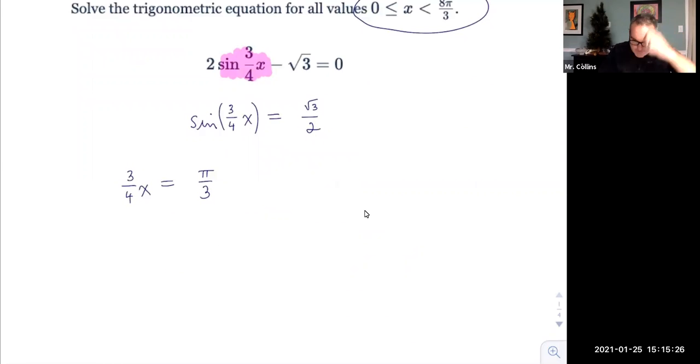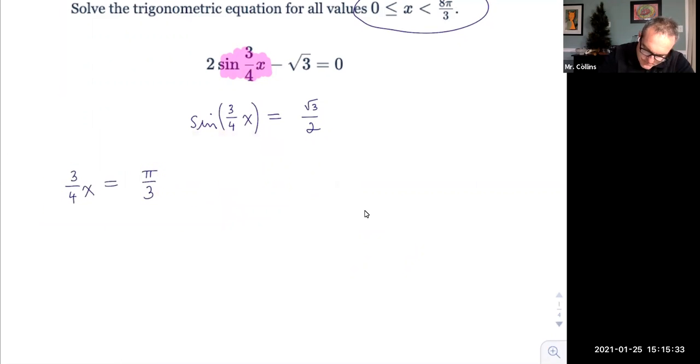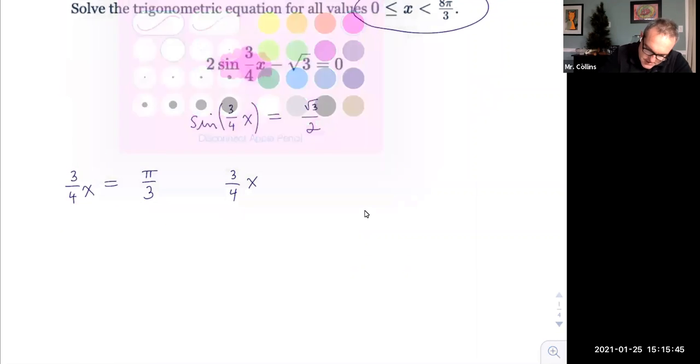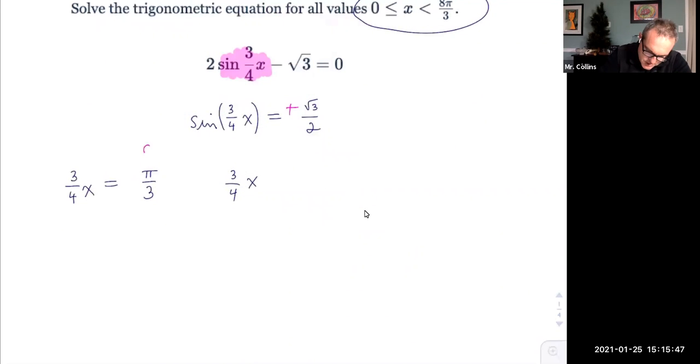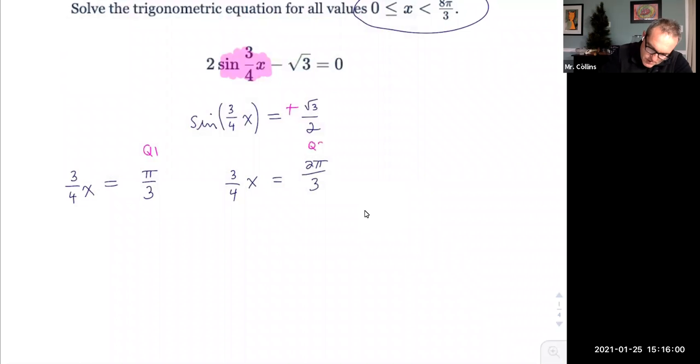Right? Okay, well, guess what? Hang on, let me just move this over a little bit. That angle could also be a quadrant 2 angle, because sine is positive, and of course this is a positive value in quadrants 1 and 2. Of course, π/3 is in quadrant 1, and the equivalent angle in quadrant 2 would be 2π/3, right? That's in quadrant 2.